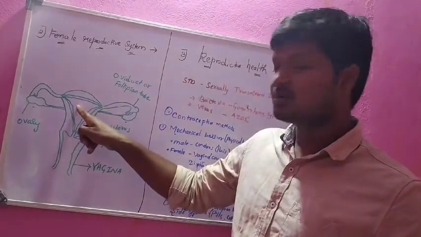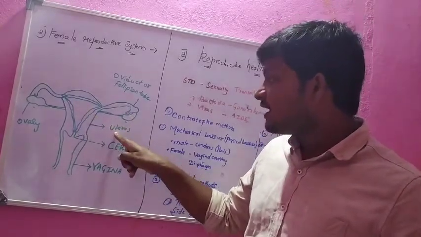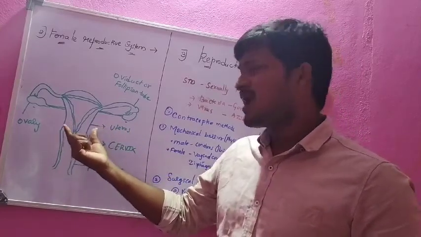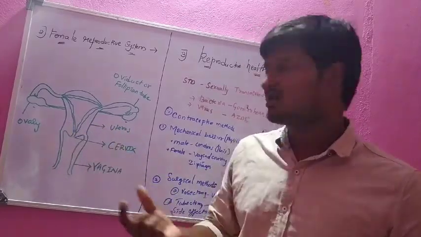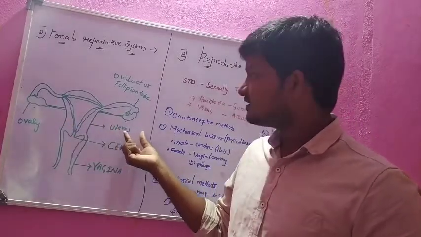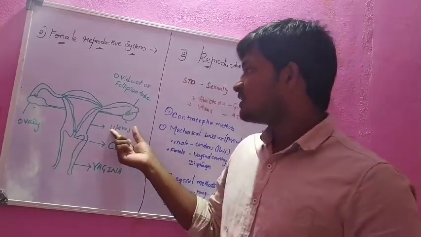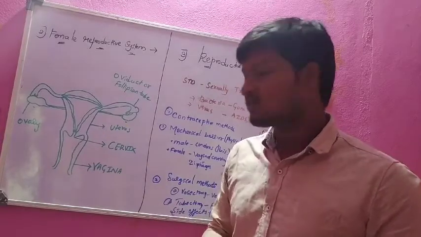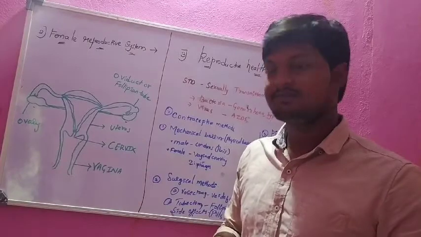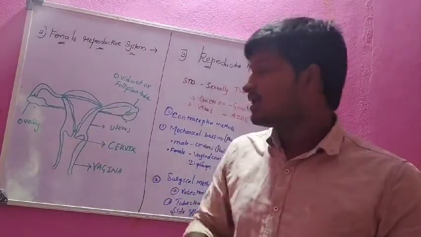This is the womb. Through the womb, the egg cell is carried to the uterus. The uterus is a bag-like, elongated structure connected through the fallopian tube. Through the uterus there is the vagina, to which the cervix is connected. The egg cell is carried through the vagina.